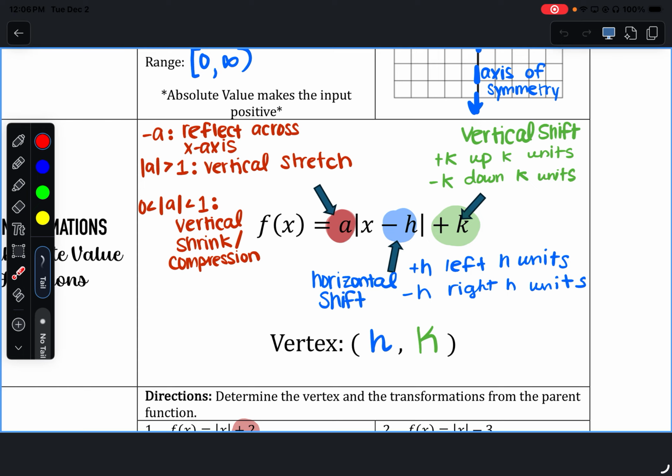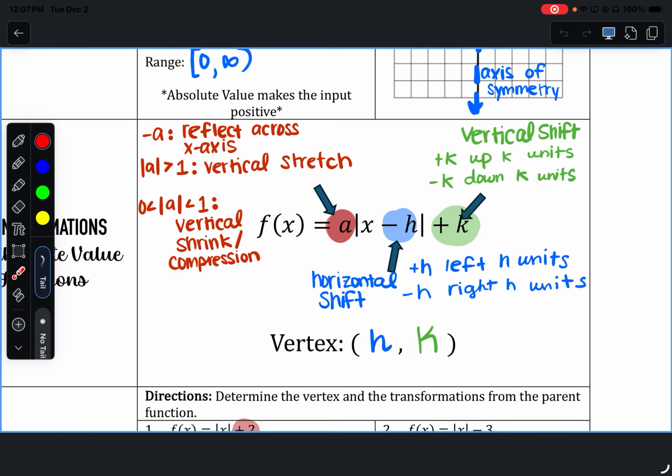Now, when we look at this, we can go ahead and find what is something smaller than 2? 1. What is something smaller than 1? 0. What's something bigger than 2? 3. Bigger than 3? 4. So we can take these values and plug them into our equation. So what we can do is the absolute value of 0 minus 2.